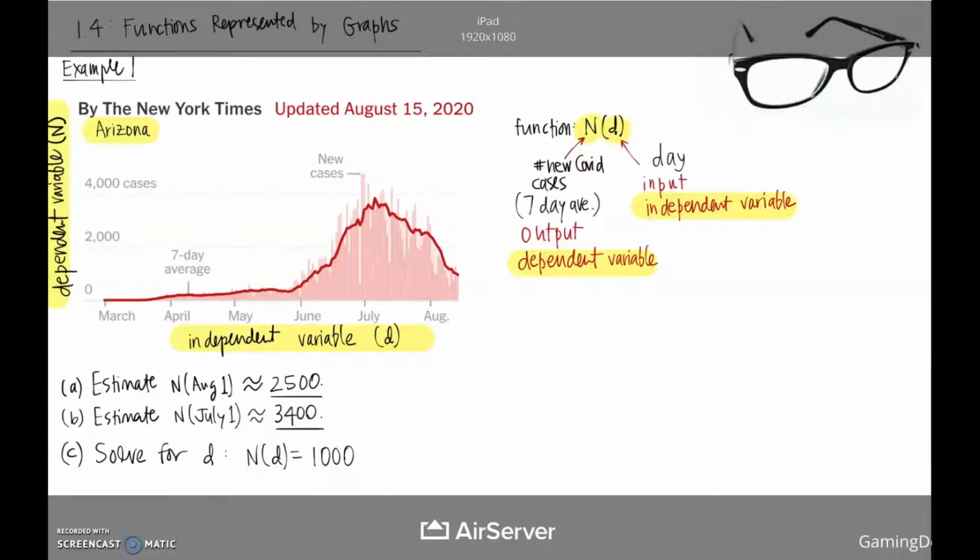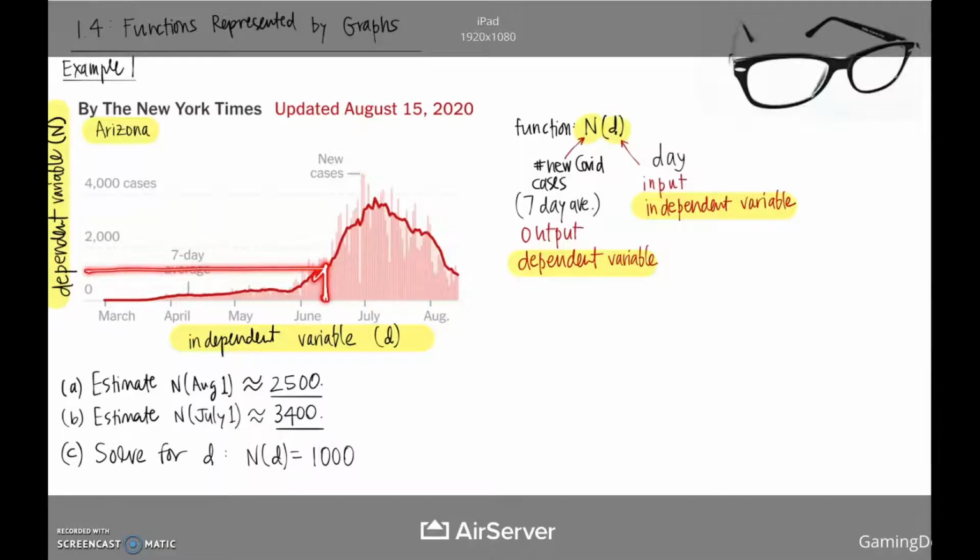Well, a good way to do that is to go to 1,000 on our dependent variable axis. We know that this is 1,000. Now we're going to go across like this and find what day that happens on. So this time we knew the opposite variable. We knew the output variable, and we're looking for the input variable. So we know the output variable is 1,000. Bam. So right about here, maybe about June 10th.